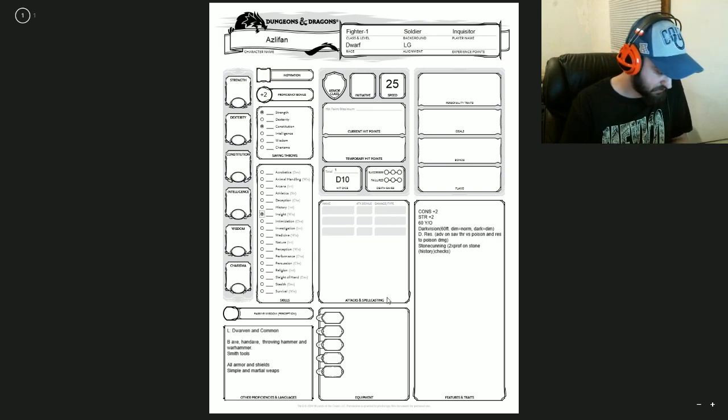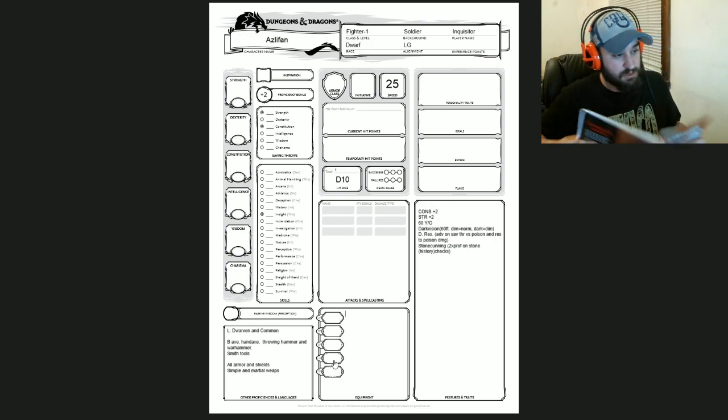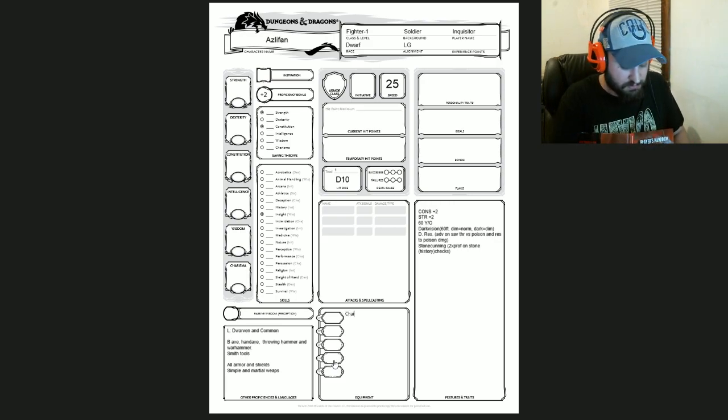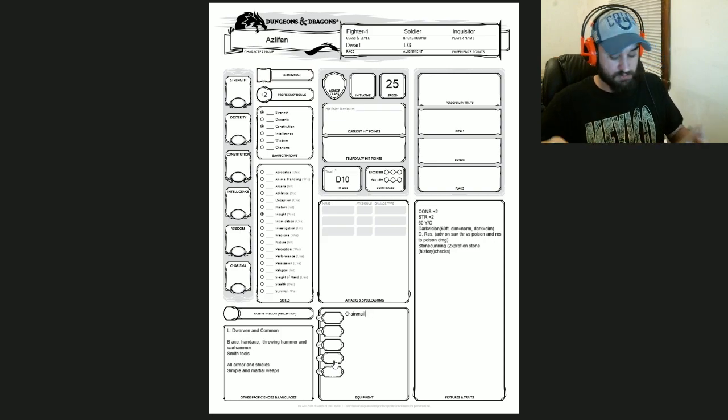Right? Perfect. You start with the following equipment in addition to the equipment granted by your background. Either a chainmail, so we're going to write that right here, or leather, longbow, and 20 arrows. So here we're going to go with a chainmail. Then we're going to go with a martial weapon and a shield, or two martial weapons.